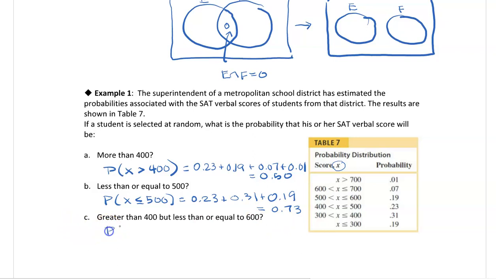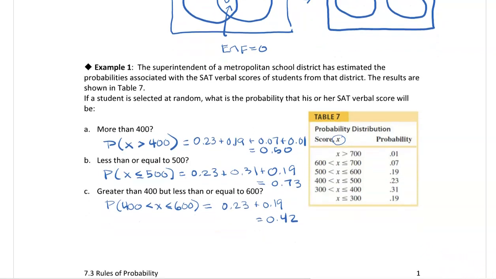And part C asks for the probability that the score is between 400 and 600. Again, we look at our table, find those probability ranges, and add them up. We want to add up 400 to 500 and 500 to 600. So 0.23 plus 0.19 gives me 0.42. That example is no different from what we did in the last section.